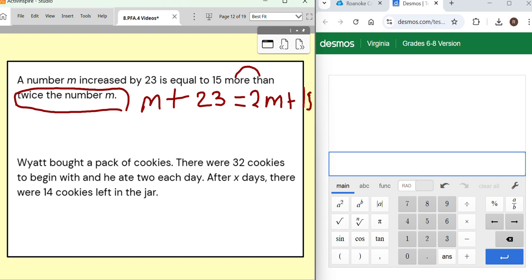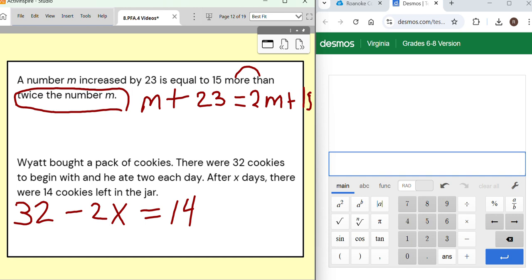Okay? The next one, Wyatt bought a pack of cookies. There were 32 cookies to start with, so I'm going to go ahead and write 32. And he ate 2 a day. So if he's eating cookies, is that positive or negative? It's definitely negative. So he ate 2 per or each day. That means we need a variable. Then it says, after X days, there were 14 cookies left in the jar. All right, so that's how we would set up these equations.